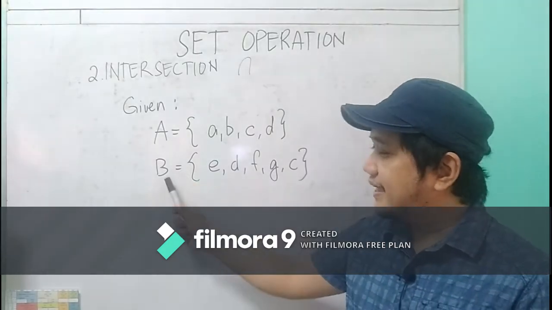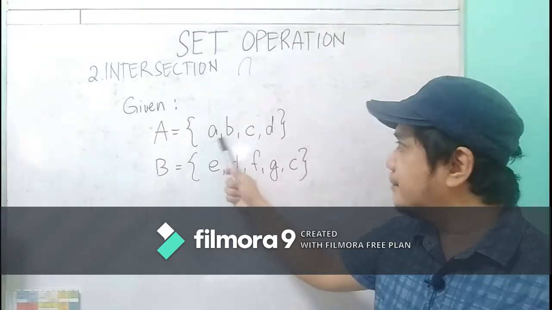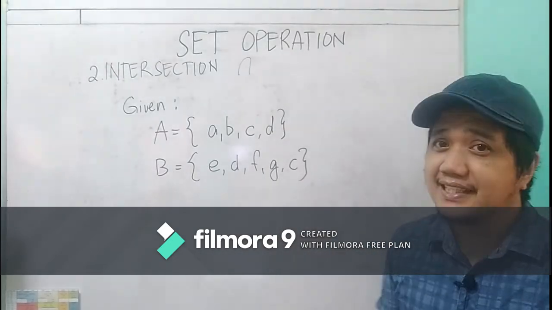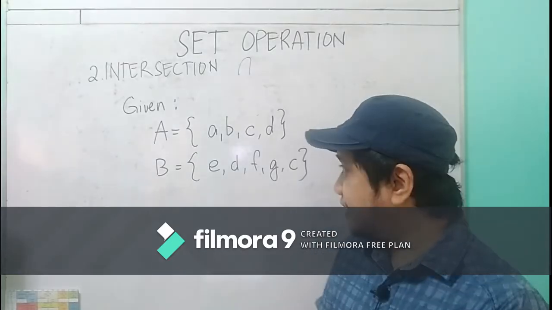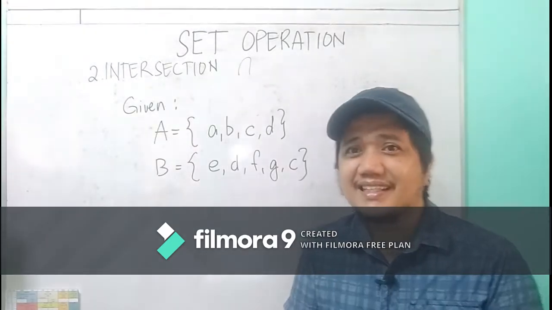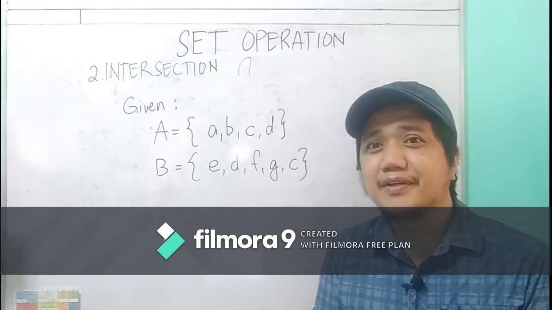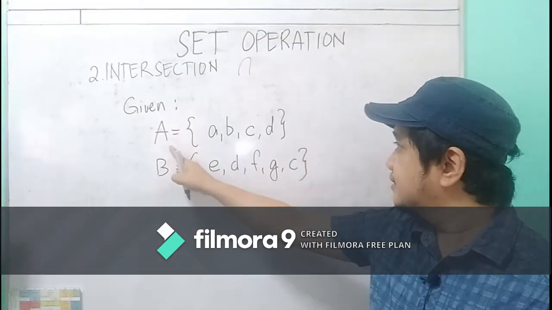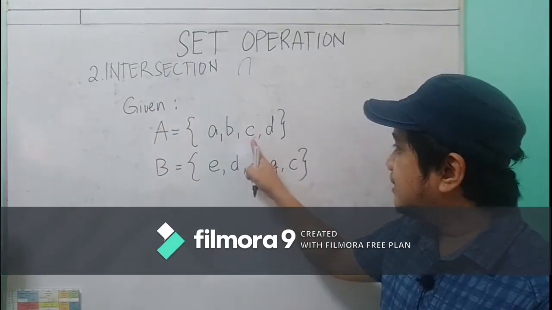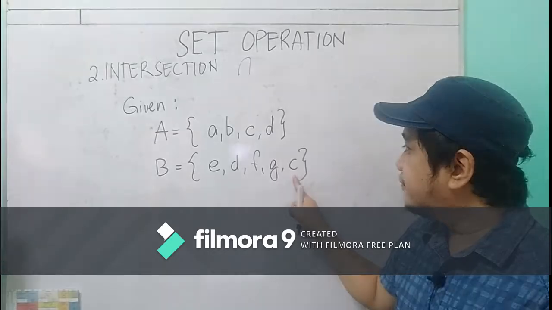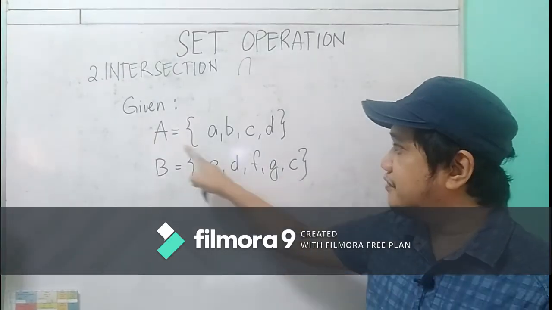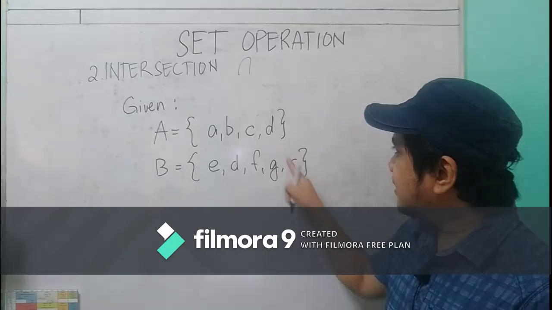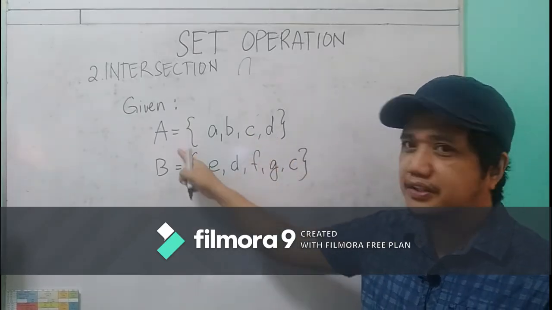So we have here the set A and the set B. A is represented by the elements A, B, C, and D, while B is represented by the elements E, D, F, G, and C. Our objective here is to see what are the elements that are in A and that are in B, meaning they are common elements of A and B. As we observe, A is unique in A, B is unique in A, C is present in B, therefore, it is one of the intersection of set A and set B. And the other is D, which is also present in B. So C and D, these are the intersection of set A and set B.